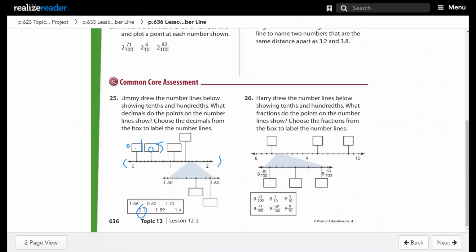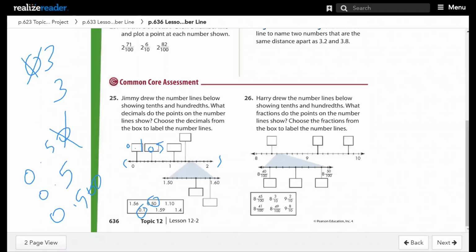The third box after 1 directly. So 0.5, which is this. Here it shows 0.50. So 0.50 and 0.5 are the same, because any 0 at the end of a decimal number has no value. So if it is 0.5 or 0.50 or 0.500, it's the same. 0.5 means half. So here 0.50 or 0.5.